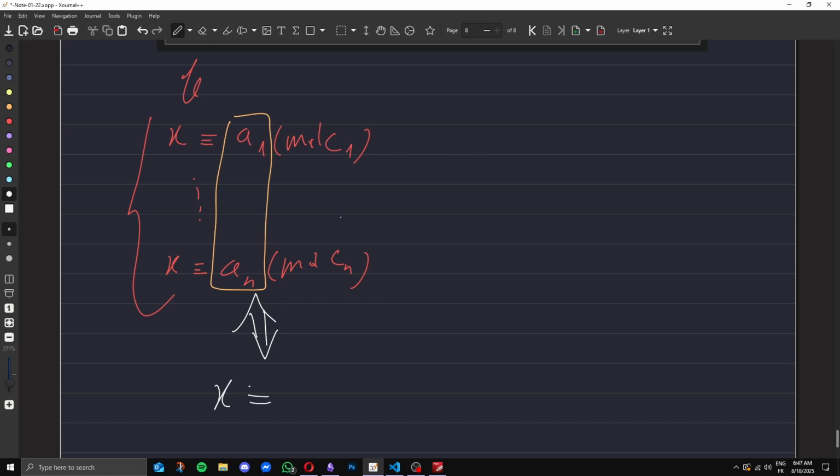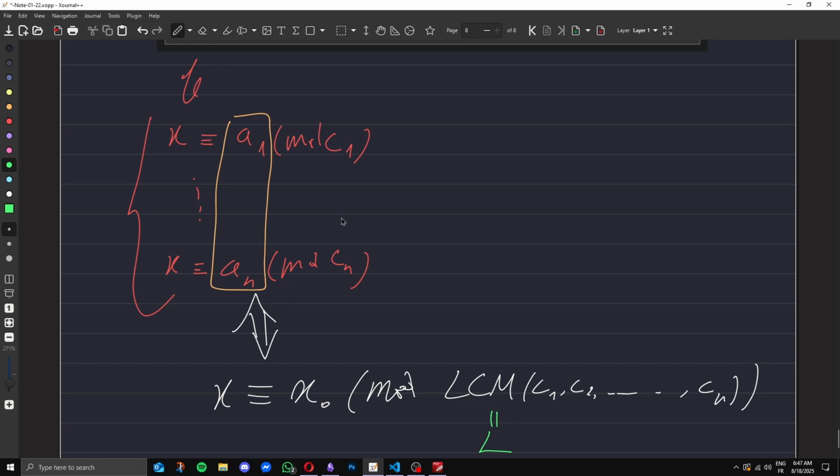So x congruent to, let's call this x0 modulo LCM of C1, C2, and so on until Cn. Okay, let's call this value L for simplicity. And we want to know if she can find y, such that y is the remainder of x modulo k. So x mod k. Can she find that from this?